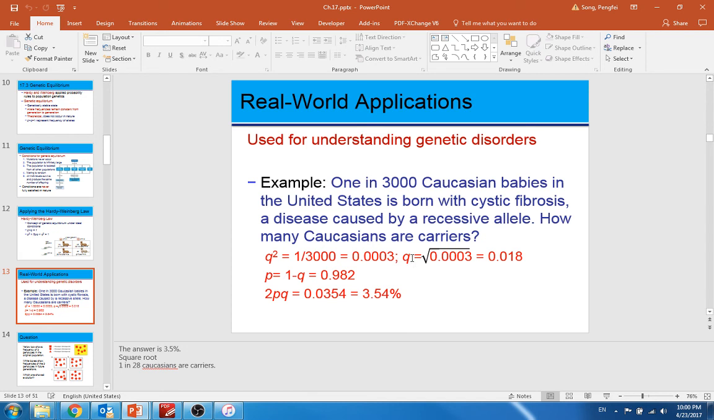And once you figure out what q is, you can figure out what p is, because p plus q equals 1. And once you figure out what p is, you multiply 2 by p by q to figure out the percentage of disease carriers. So 2pq is the percentage of disease carriers. Refer to that exercise in the chapter 17 slides.